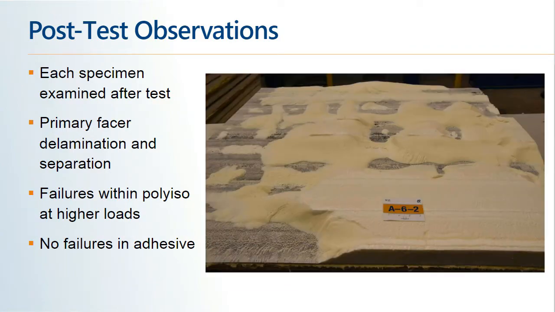Here's another example. This is Specimen A6-2, again a polymer-coated fiberglass facer specimen, 6-inch ribbon spacing. And because we had a closer spacing, we had a higher load. This particular failure was at 682 pounds per square foot. And you can see how pulled apart and separated the foam core, or foam body, of the insulation occurred. And again, no failures at all in the low-rise foam adhesive that was used to adhere the insulation together.